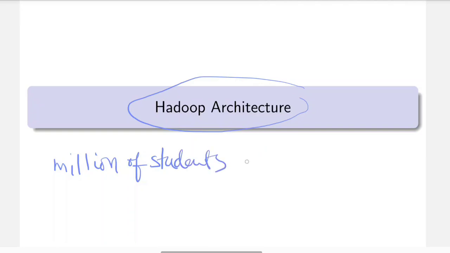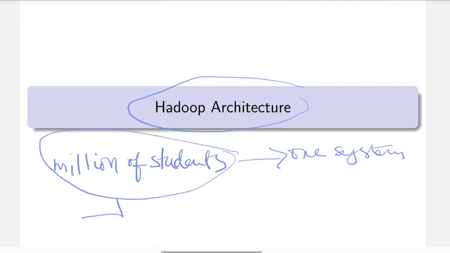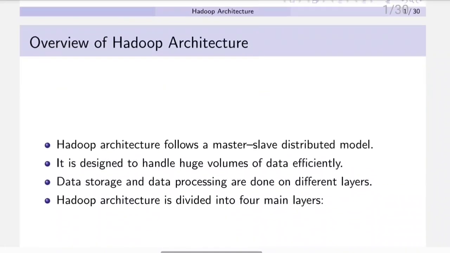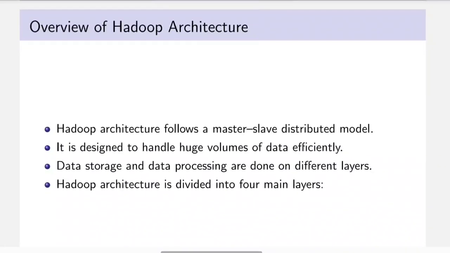cannot be stored or processed in one system. You cannot store all the data of million students in one system, right? So Hadoop uses many computers together to solve this problem. Millions of students' data is stored separately in many computers. That is what Hadoop does. Okay, so Hadoop works on master slave model.